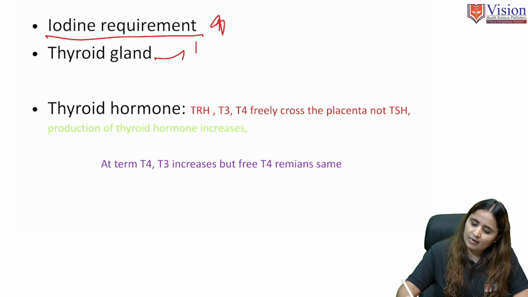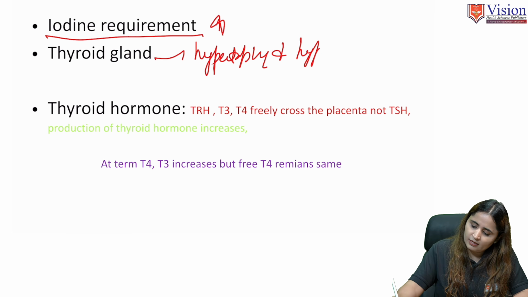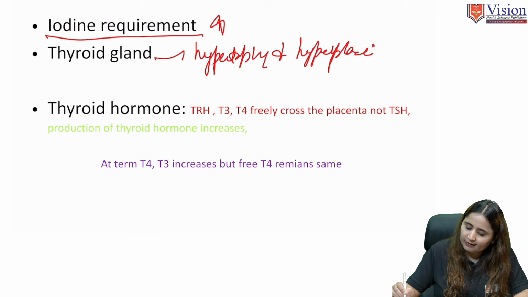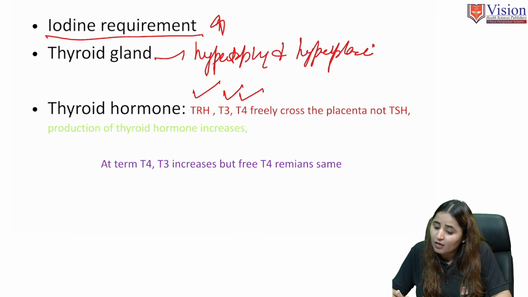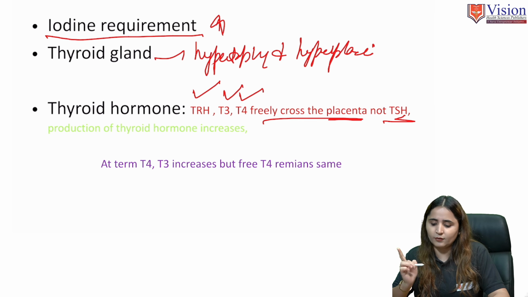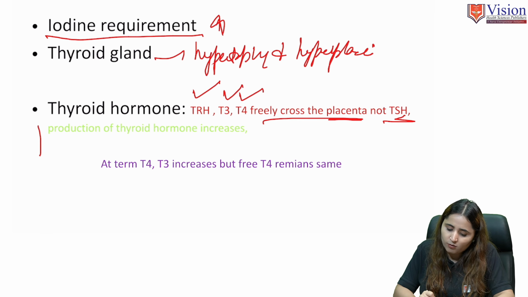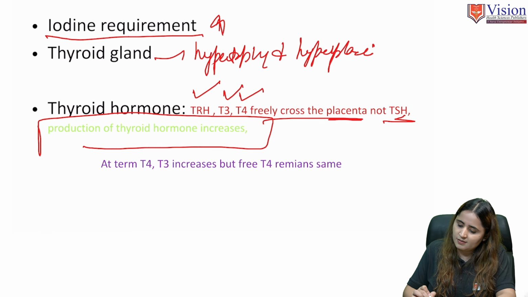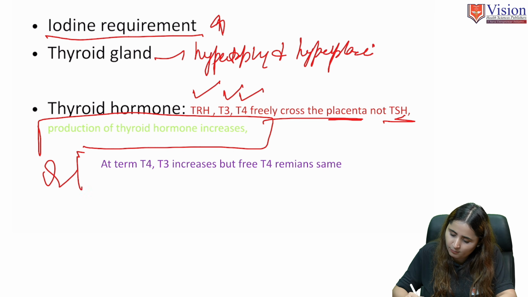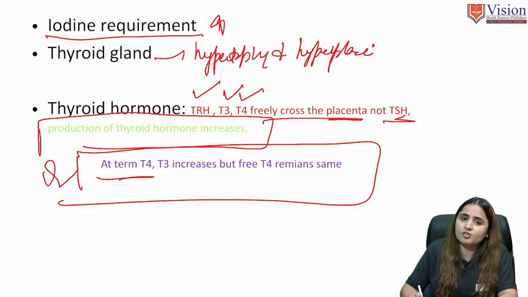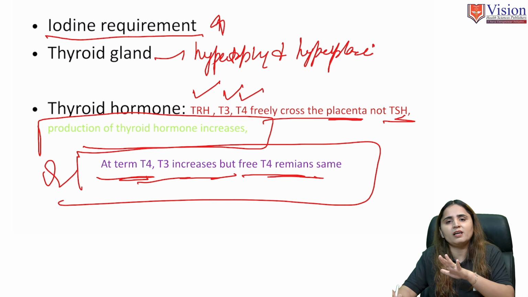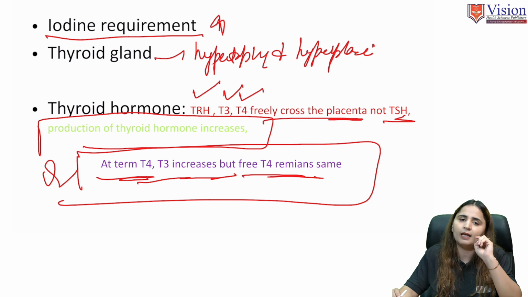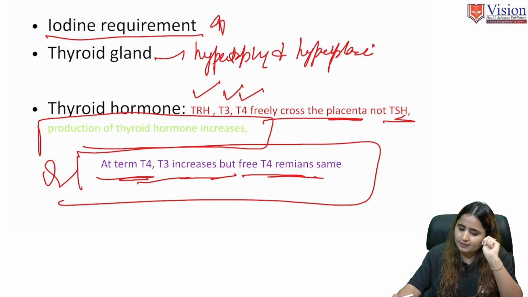There is hypertrophy and hyperplasia of the thyroid gland, and the thyroid hormones T3 and T4 can cross the placenta, but not the thyroid stimulating hormone. And also the production of thyroid hormone increases in pregnancy. So this is an important question. Remember that at term T3 and T4 increase, but the free T4 level remains the same in pregnancy.